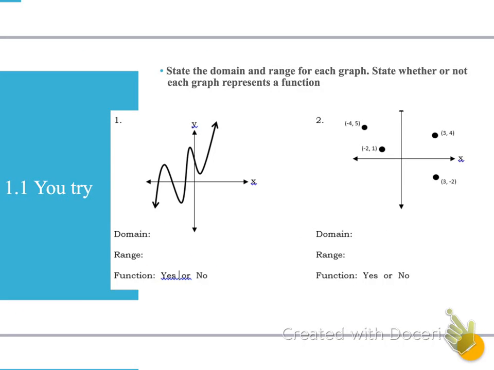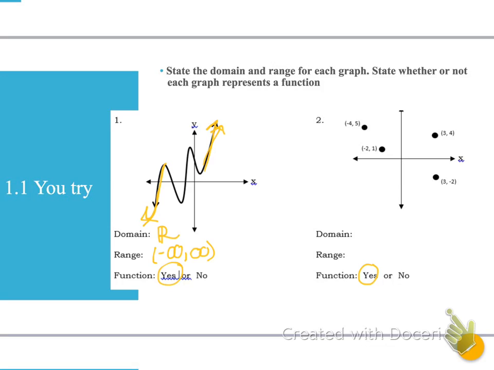Okay, state the domain and range for each graph and state whether or not each represents a function. So it looks like they both pass the vertical line test, so they're both functions. My domain, it looks like it goes down forever to the left and all the way to the right, so we have all real numbers. My range, the furthest down it goes, well, since this keeps going and going, it goes to negative infinity, and since it keeps going up and up on the y, it's going to positive infinity, or all real numbers again.